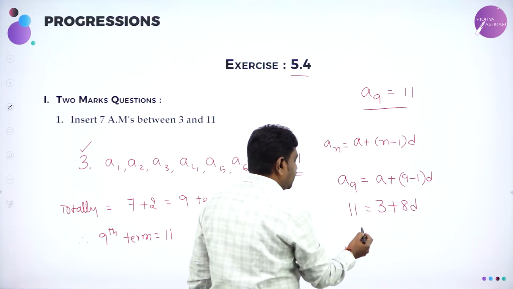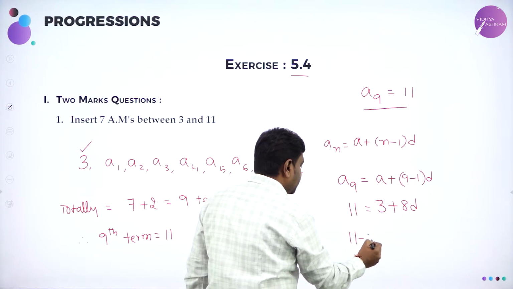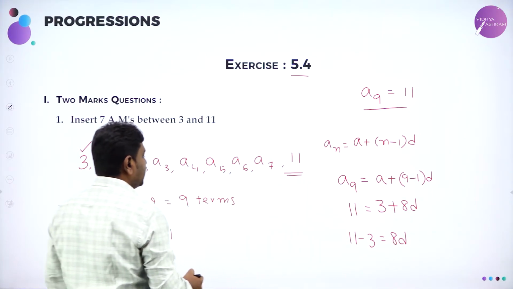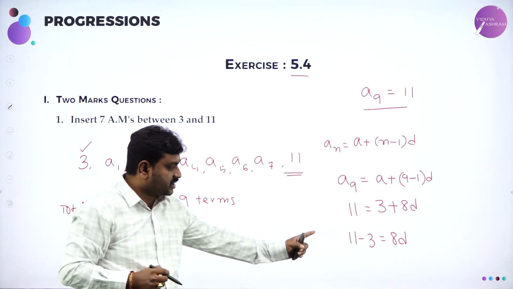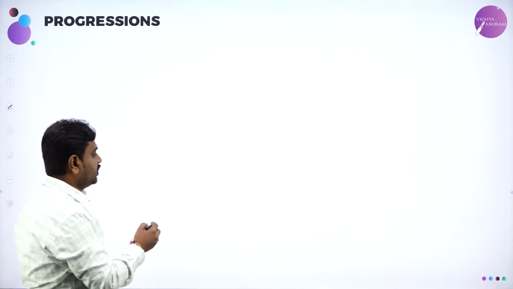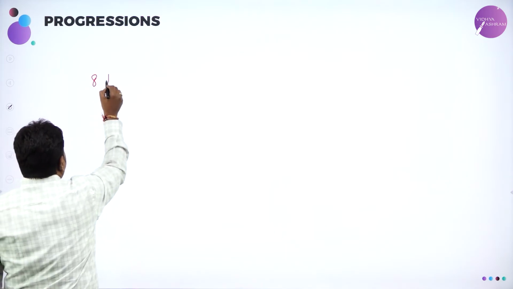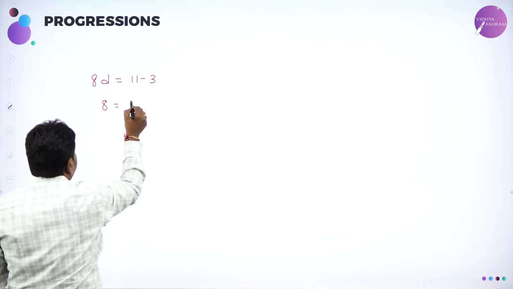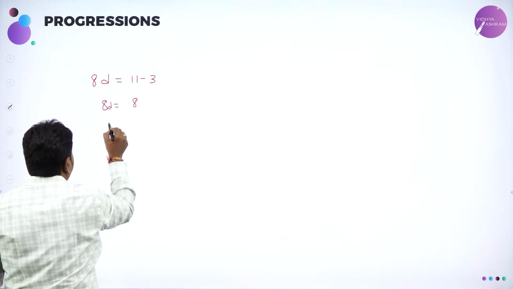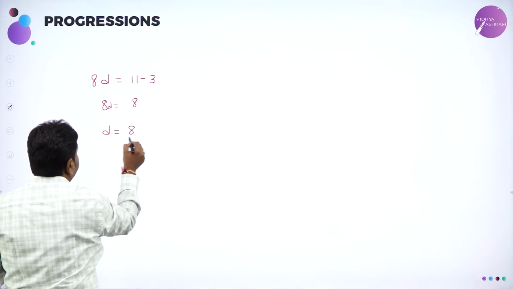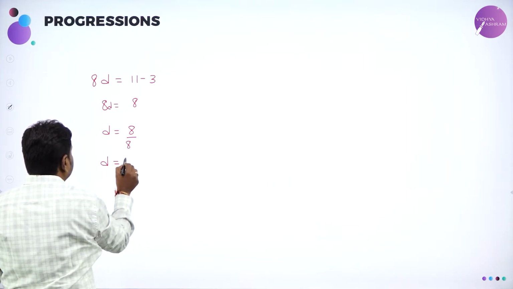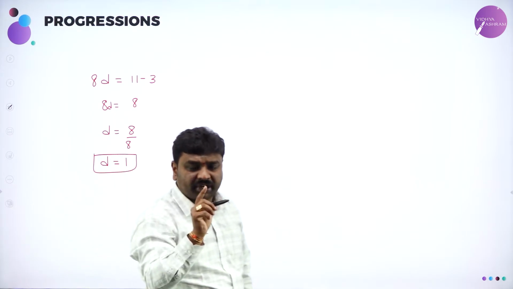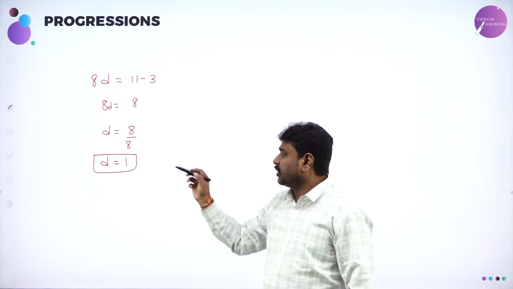From this, we can get the common difference. Bring 3 to this side. So 11 minus 3 is equal to 8d. What is 8d? Dear students, 11 minus 3 is equal to 8d. Solve it. That is, 8d is equal to what? 11 minus 3. 8d is equal to what? 8. And what is d? 8 by 8. What is 8 by 8? 1. So always, if you want arithmetic means, you should find the common difference. Now we got the common difference.